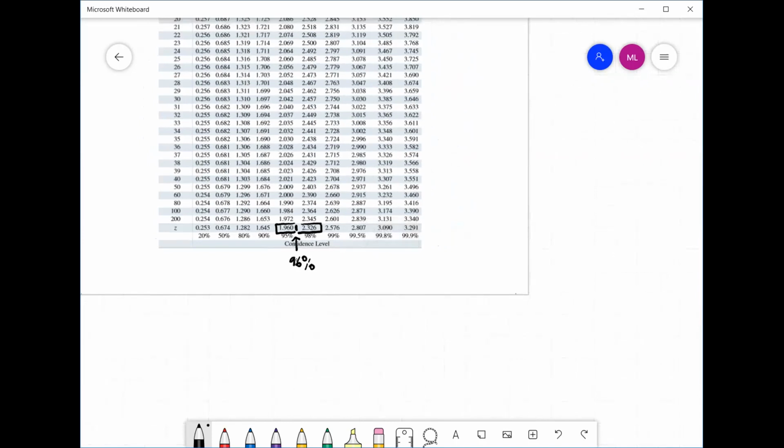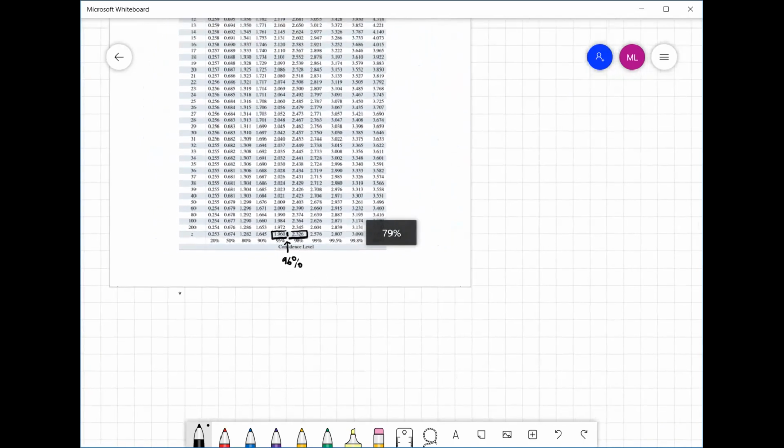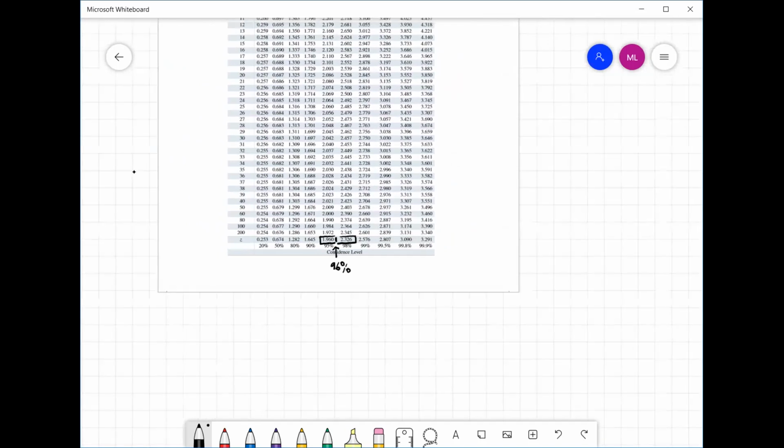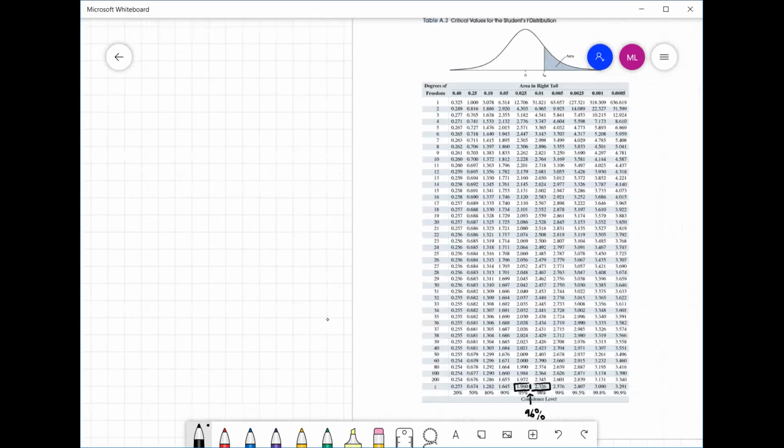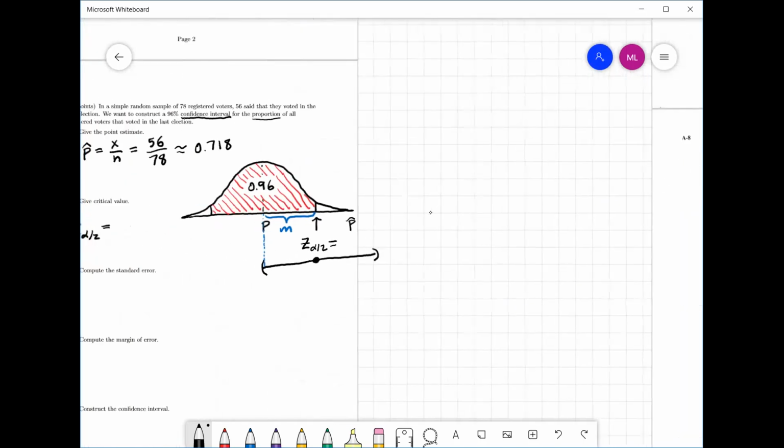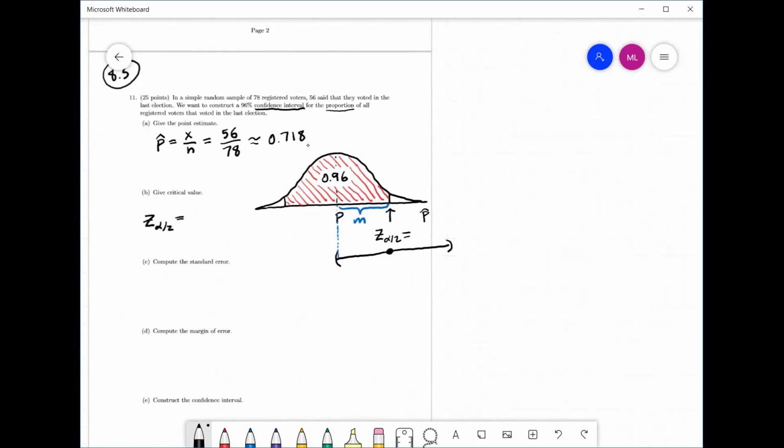And because 96 is a little bit closer to 95 than to 98, I'd actually expect it to be a little bit closer to the 1.96 than the 2.326. But we'll see how that goes. Okay, so we don't know it exactly, but we kind of have a ballpark for it. How can we find it exactly? Well, here's where the stuff we did in chapter 7 comes up.